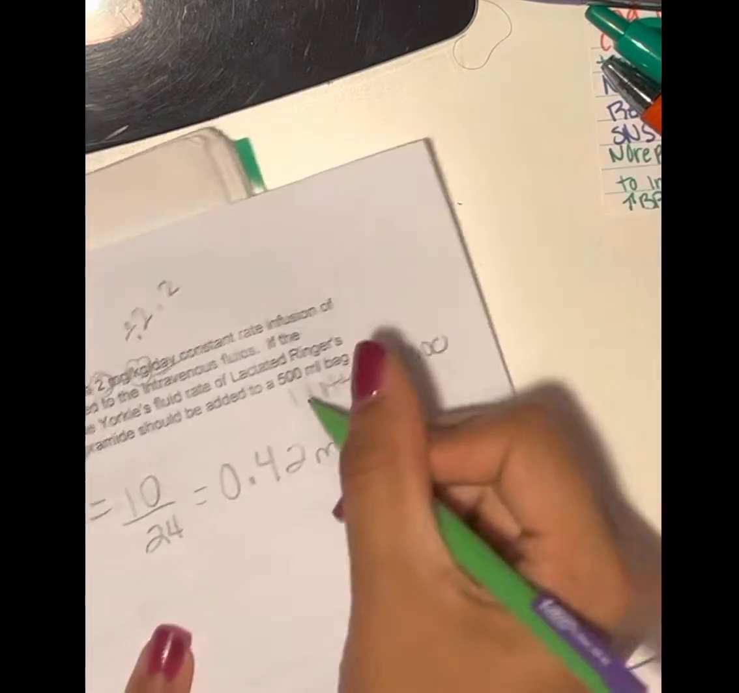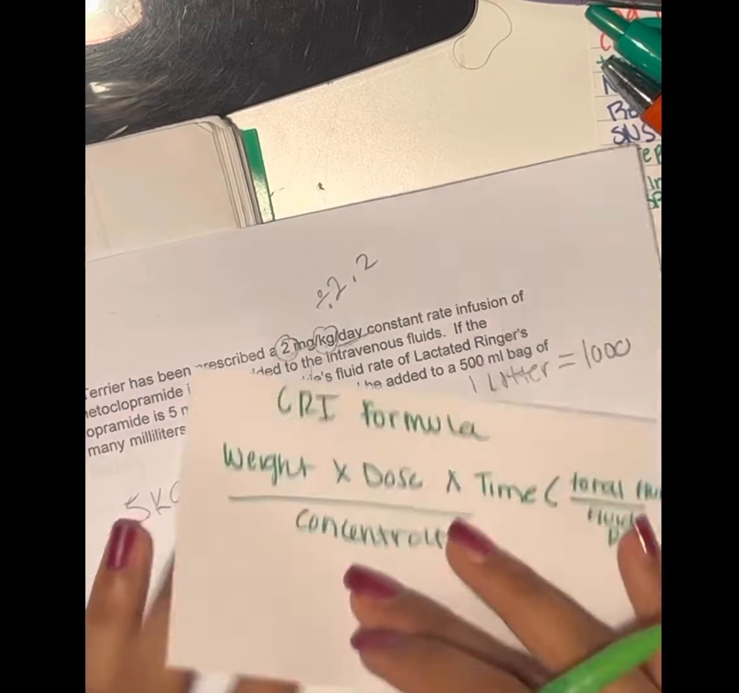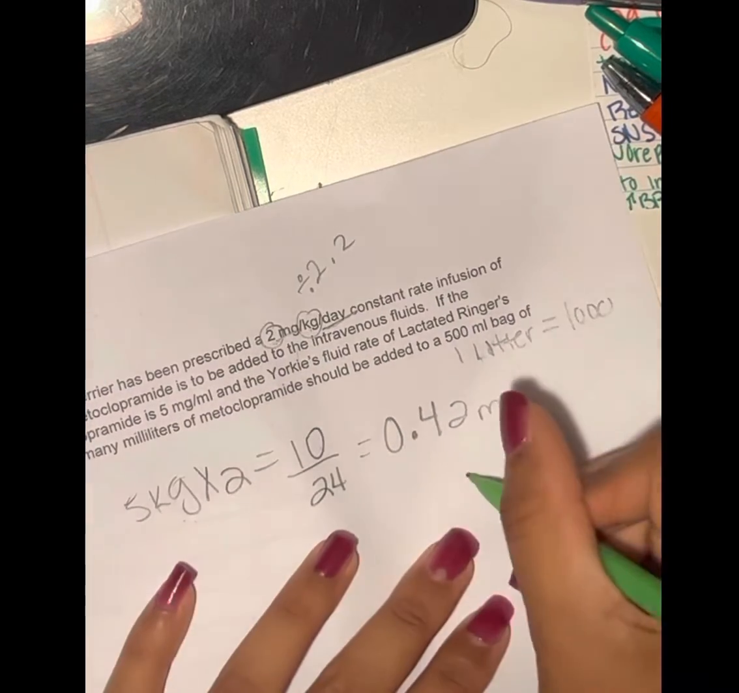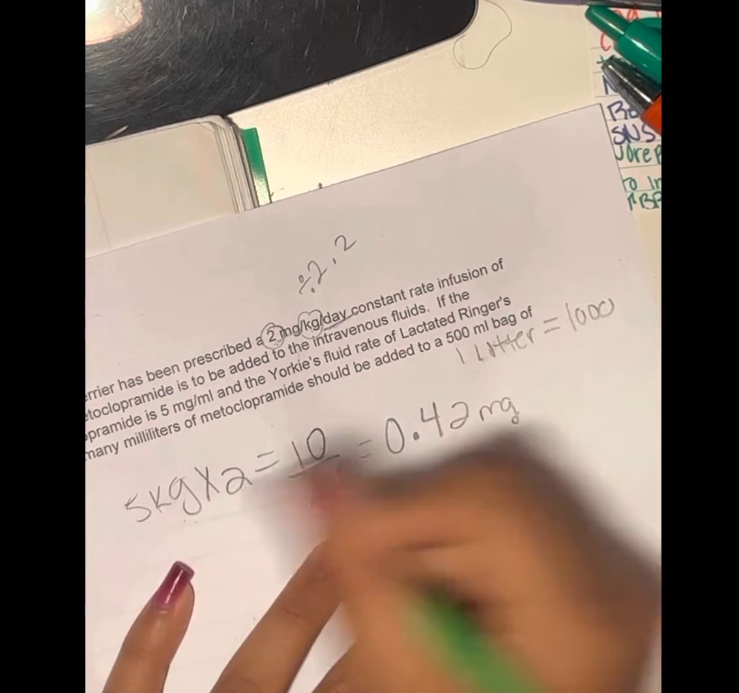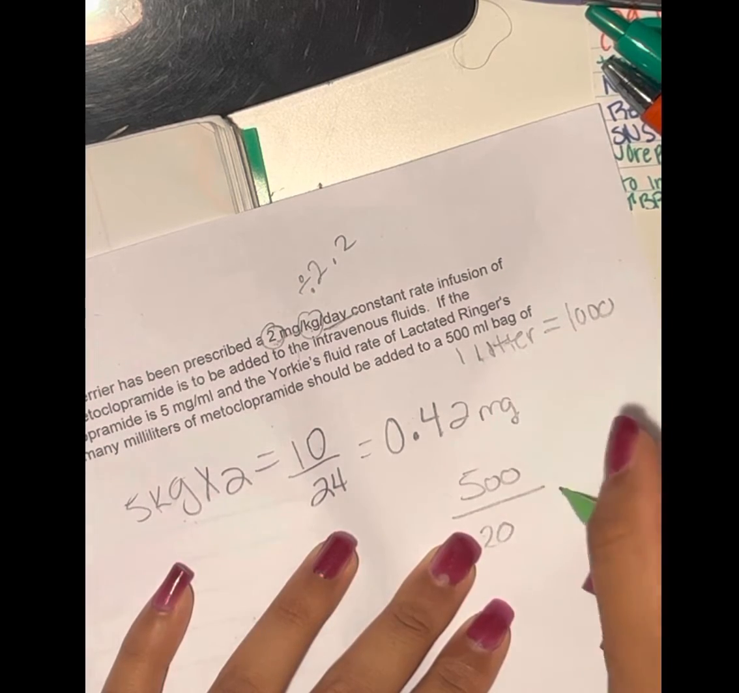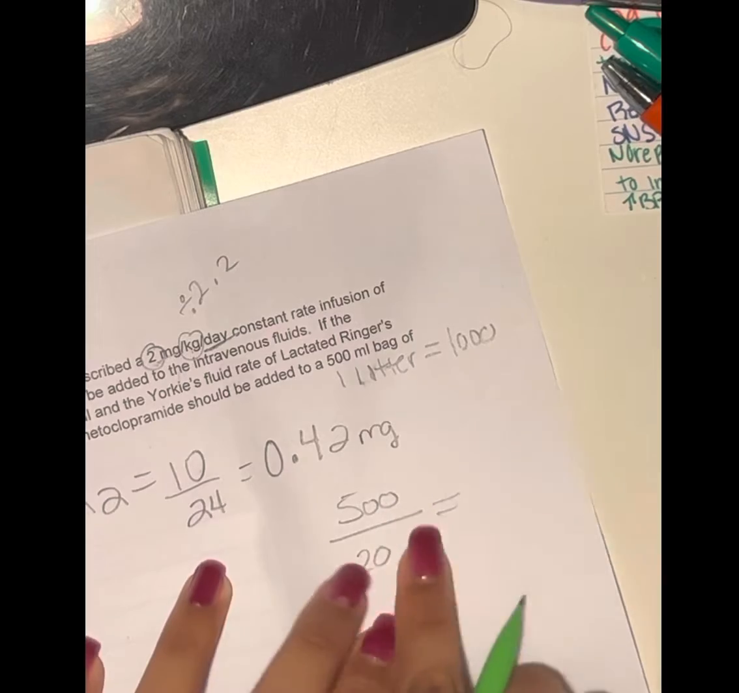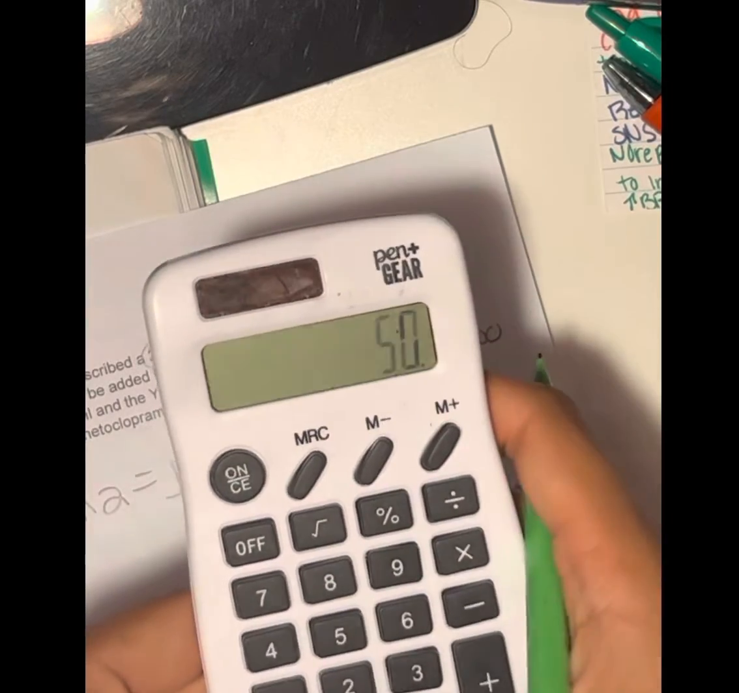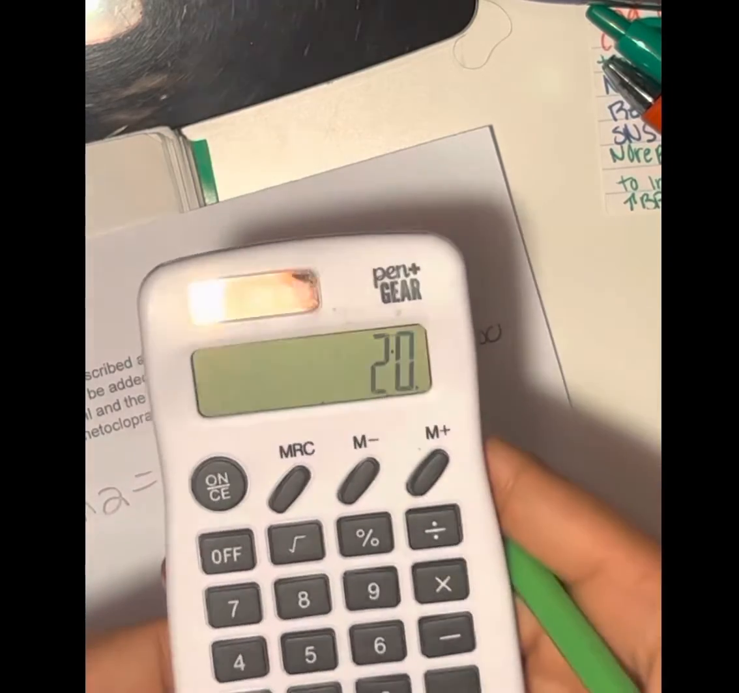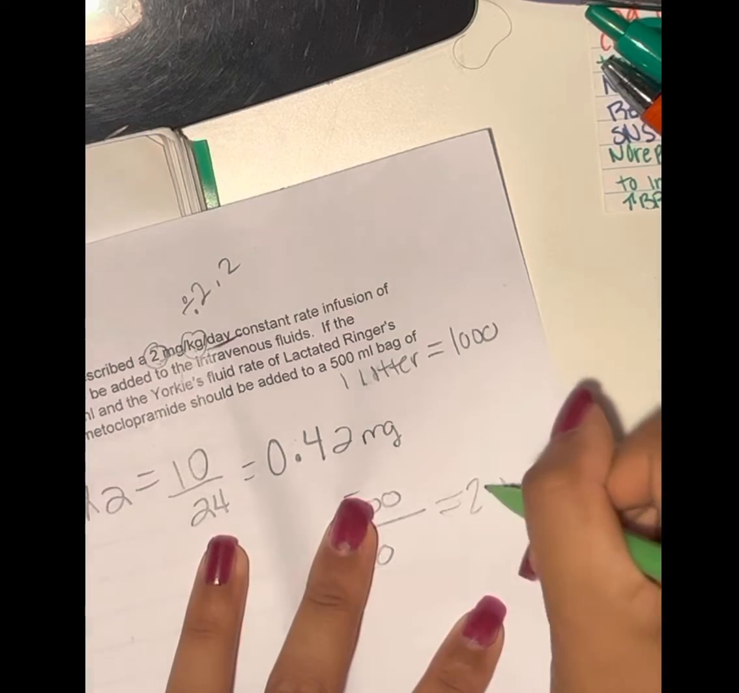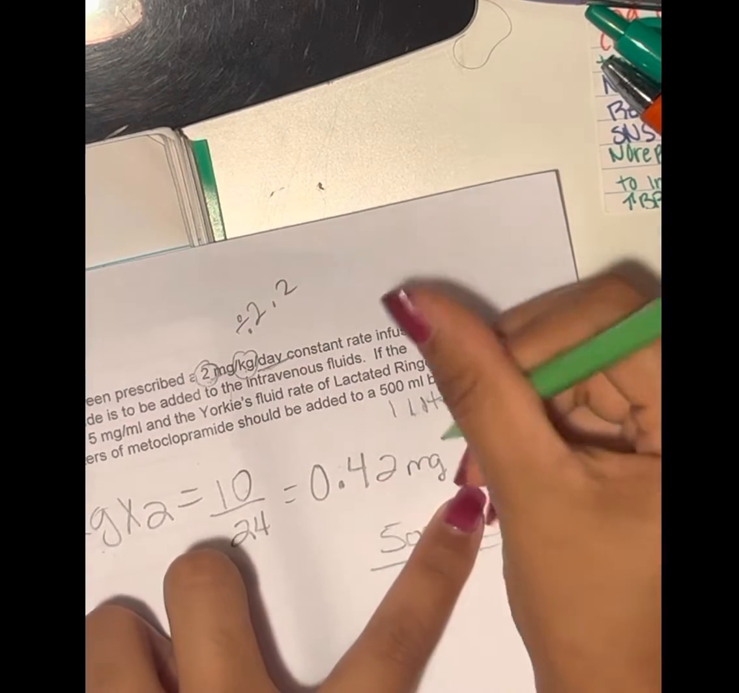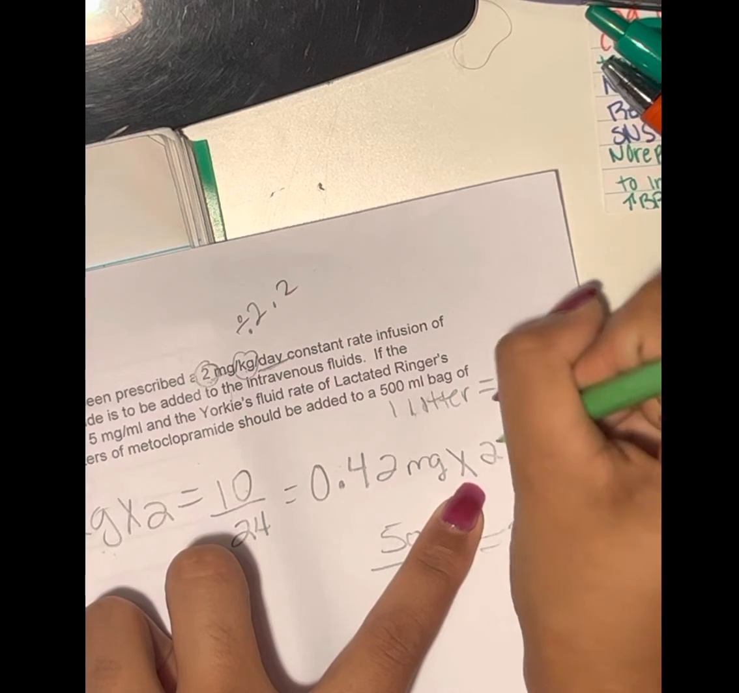So now that we know what our total fluid is and our fluid rate is, we're going to divide that. So I got 500 divided by 20. Now, this is to get your time, in hours. So 500 divided by 20 is 25. You're going to come back here with this, and you're going to multiply it times 25.